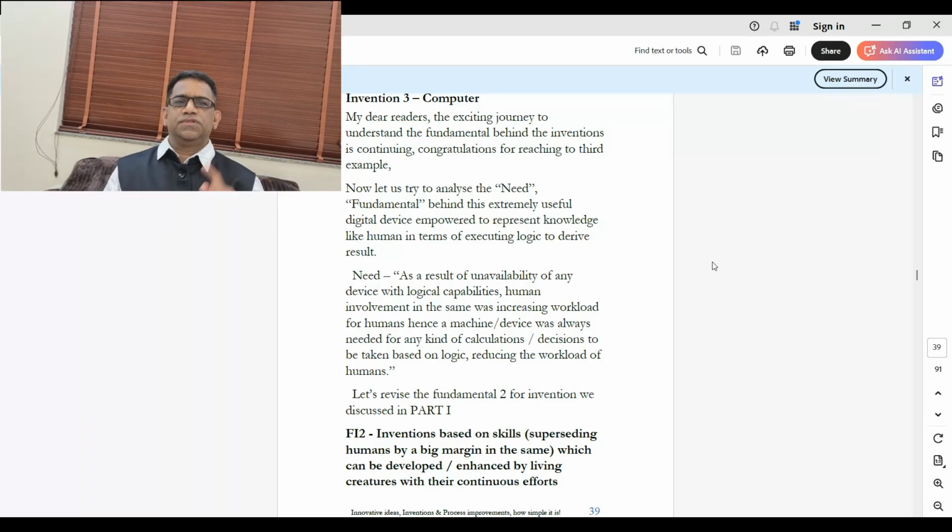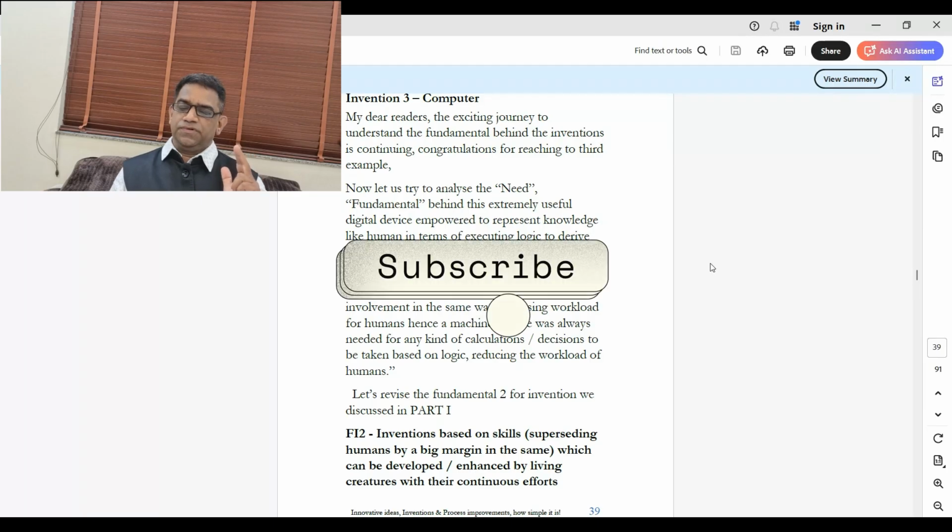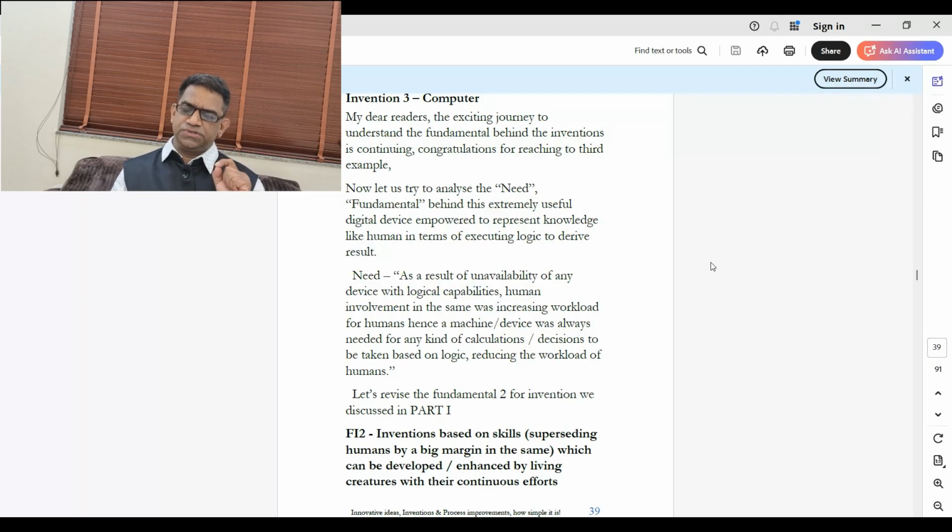Okay, here we go with invention number three. That is the computer. My dear readers, the exciting journey to understand the fundamental behind the invention is continuing. Congratulations for reaching the third example. Now let's try to analyze the need fundamental behind the extremely useful digital device, empowered to represent knowledge like a human in terms of executing logic to deliver results. What was the need? Okay, let's see.